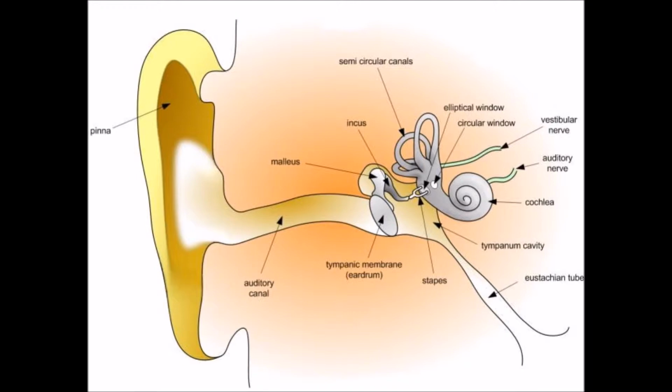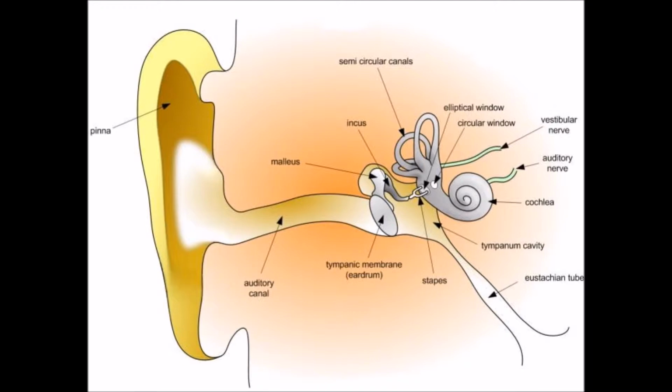The highness or lowness of a sound, also known as pitch, is determined by the frequency, or the number of cycles in a wave per given unit of time. The higher the frequency, the higher the pitch.